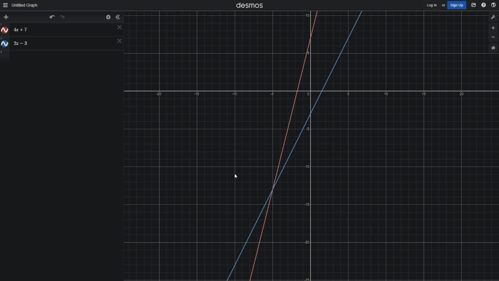So the question was asking us, where is 4x plus 7 greater than or equal to 2x minus 3? And we got the answer, x is greater than or equal to negative 5. And we can see on the graph here that at x equals negative 5, that's exactly when the red line starts being larger than the blue line, right? That's where the output values are larger. It's above the blue line.